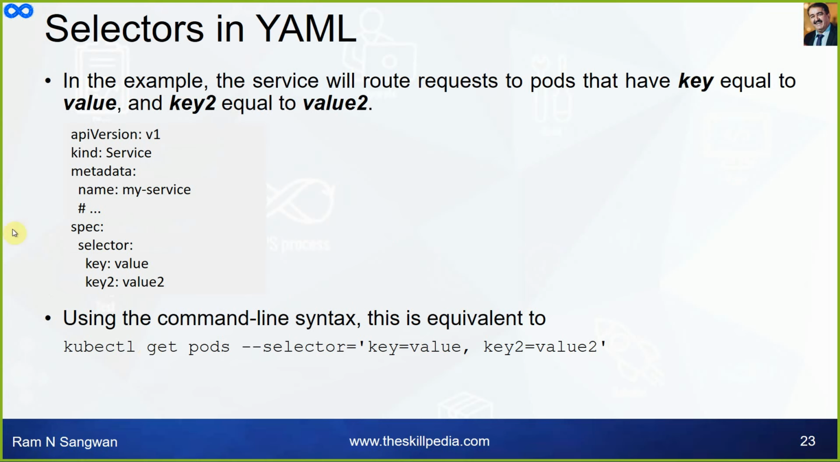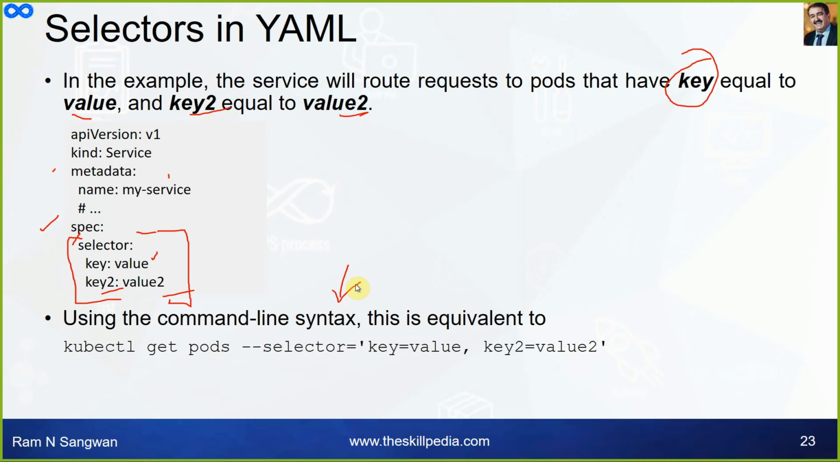See how it is created here. In the example, the service will route the request to the pod that has key equal to value and key2 equal to value2. See here, name: my-service specification. Now here the selector, and this is the query where clause I was talking about. Selector is key equal to value and key2 equal to value2. That can be done at the command line also. Using the command line, it is equivalent to saying kubectl get pods where selector key equal to value and key2 equal to value2.